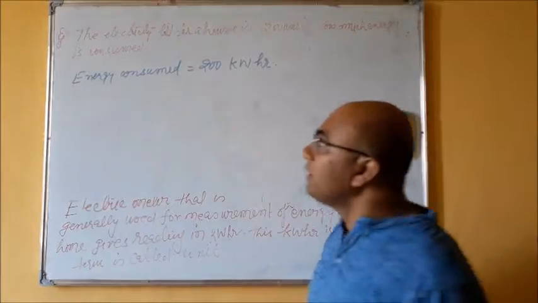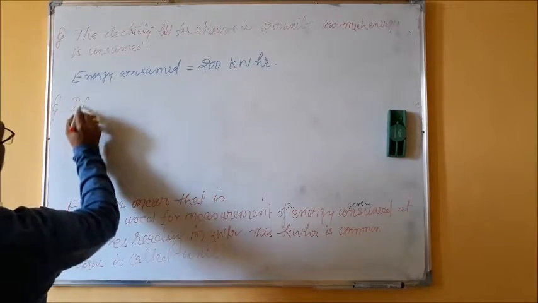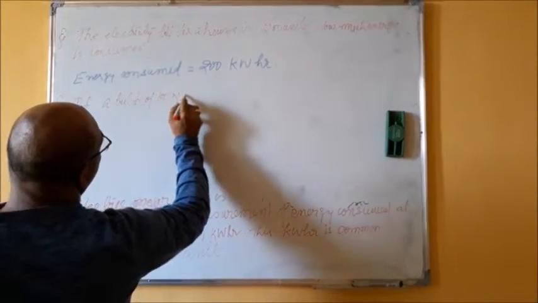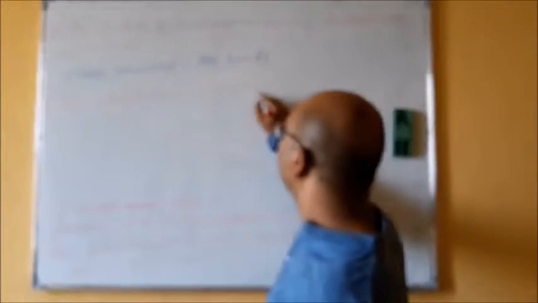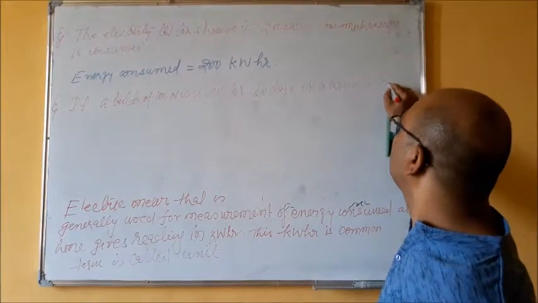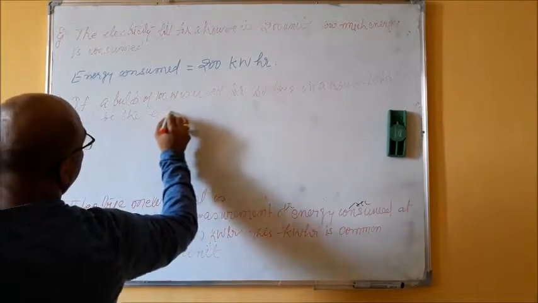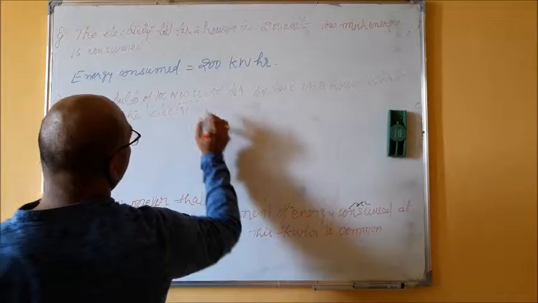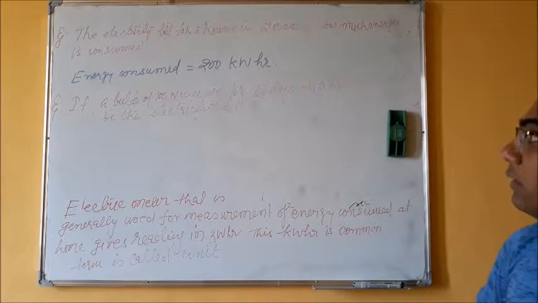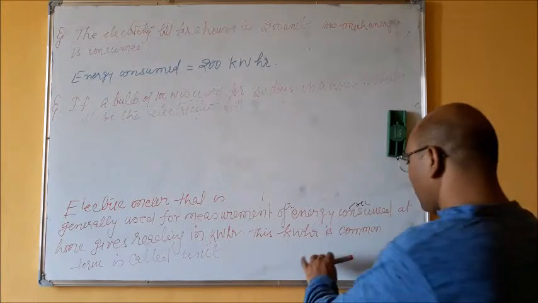Okay, let us do one more example. If a bulb of 100 watt is used for 30 days in a house, what will be the electricity bill? So the question is, if a bulb of 100 watt is used for 30 days in a house, what will be the electricity bill? So I can do it like this.